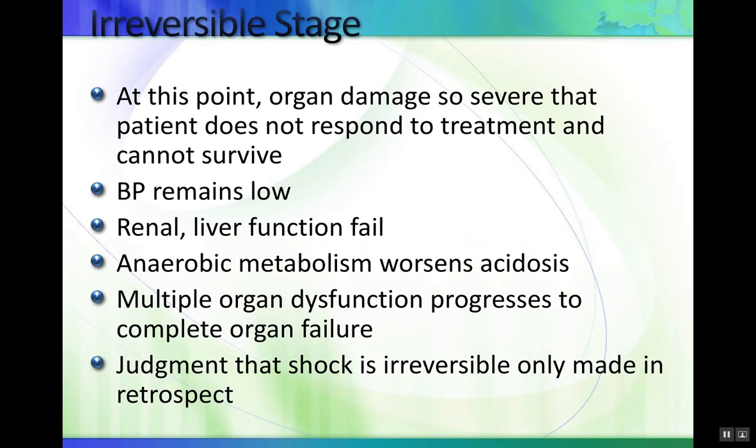The anaerobic metabolism that we just talked about is going to lead to the worsening of the acidosis. When you do your ABGs, the acidosis is just going to be getting worse and worse. It's not getting better no matter what you do. Their kidney and liver function is failing, so they're basically going to be in liver and kidney failure.